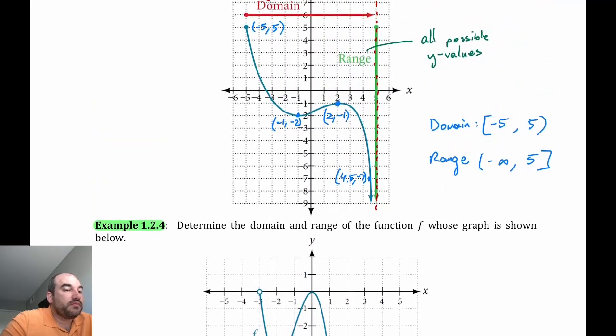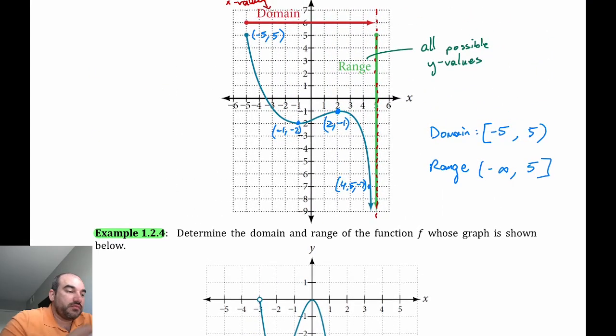So, does parentheses mean it goes on forever? No, parentheses, it doesn't reach. Alright. And brackets reach.